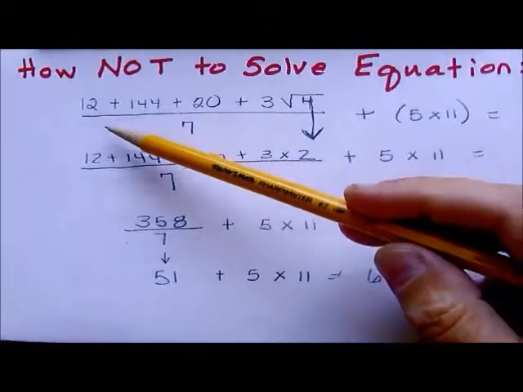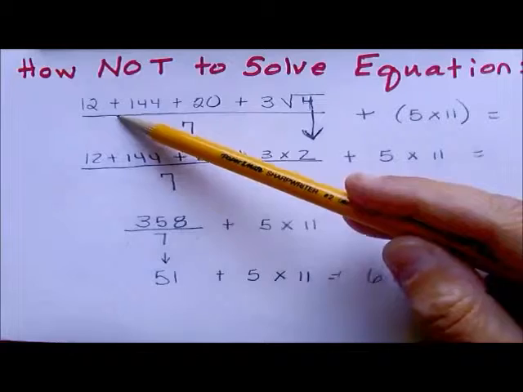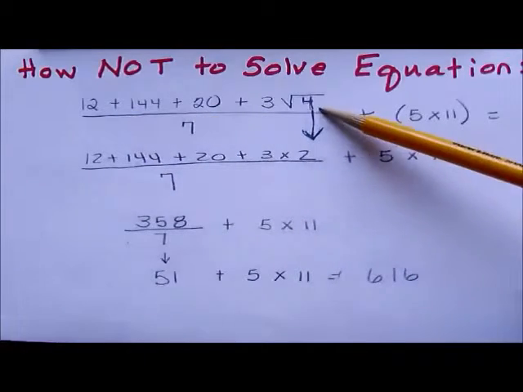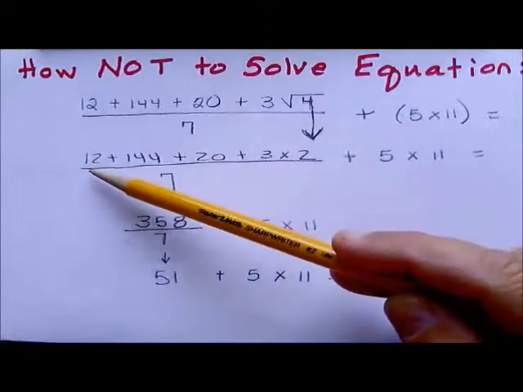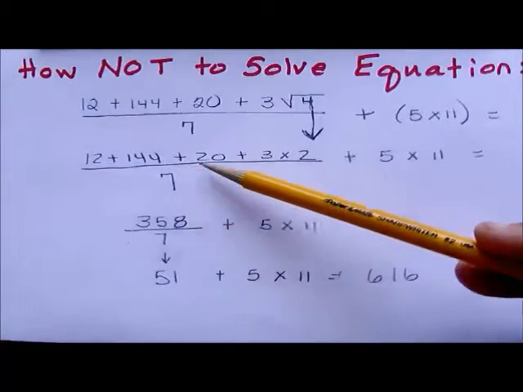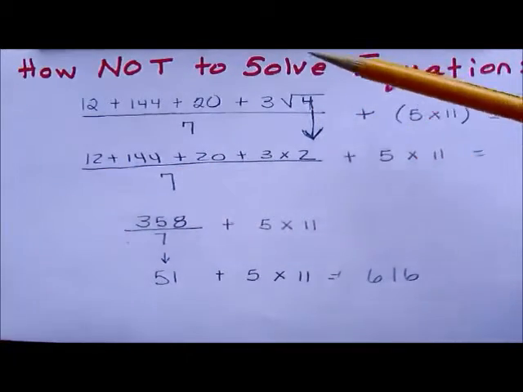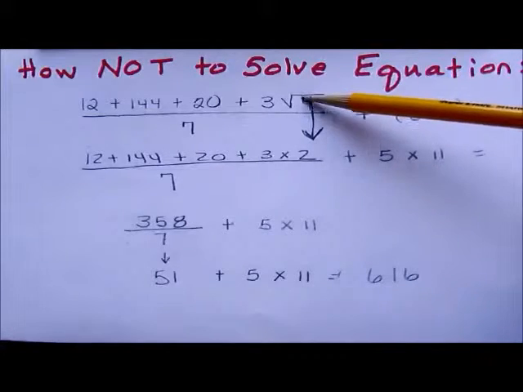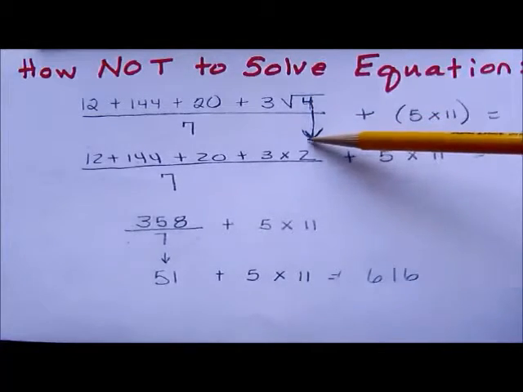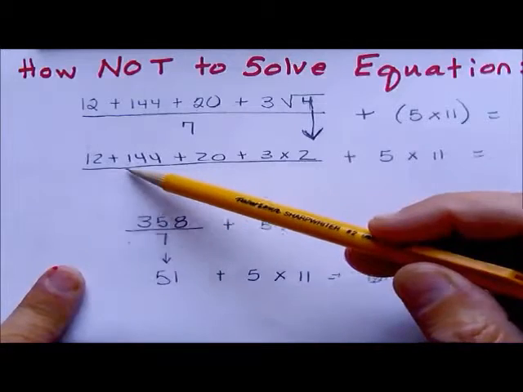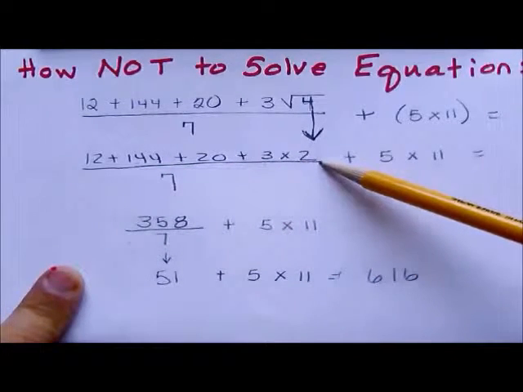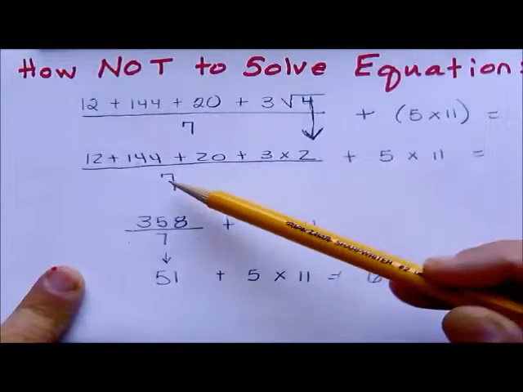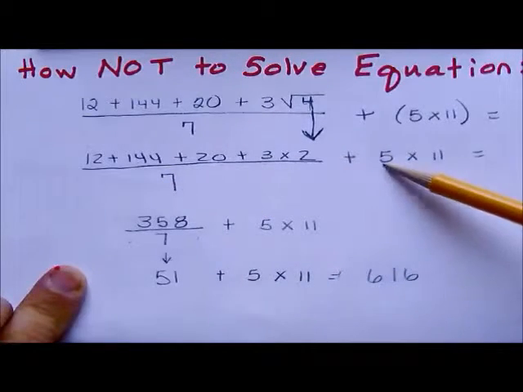And I've gone ahead and I have just added everything across or multiplied and so forth. So here we go. I've brought down certain numbers because we're going to just assume that we know the rule that the square root of 4 is 2. So then we just added 12 plus 144 plus 20 plus 3 times 2 divided by 7 plus 5 times 11.